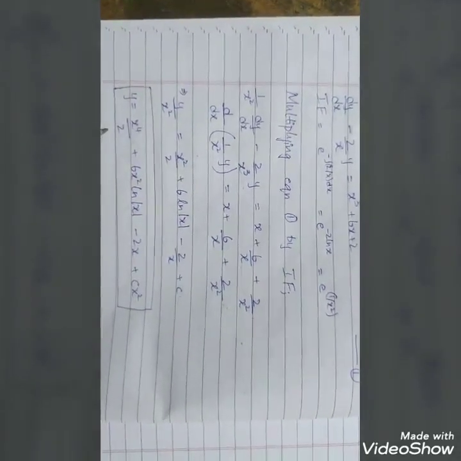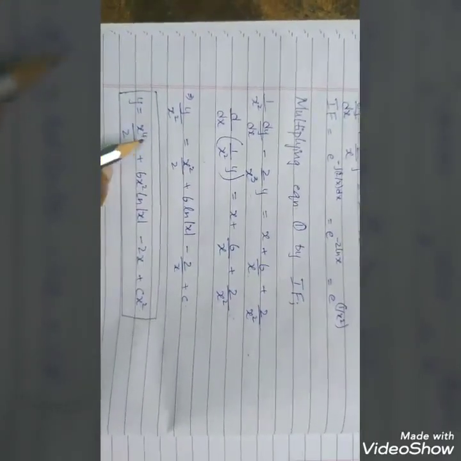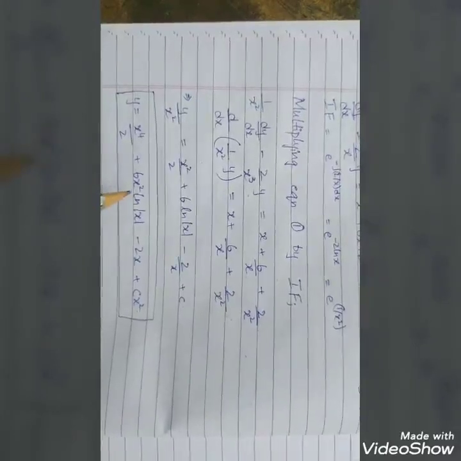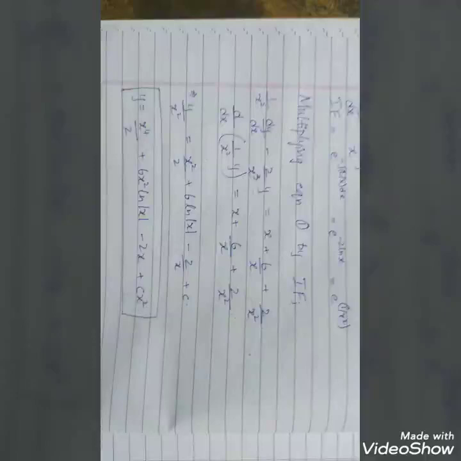Hence the overall equation can be written in this form as y is equal to x power 4 by 2 plus 6x square ln mod x minus 2x plus c x square.